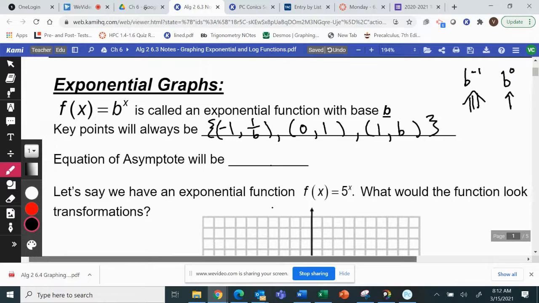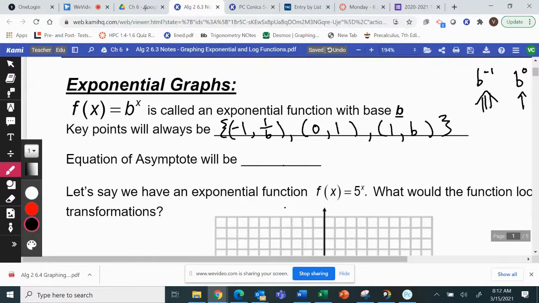The asymptote, do we remember what the asymptote's going to be? Ari, what's the asymptote going to be? You're missing part of it. Y equals 0, thank you.